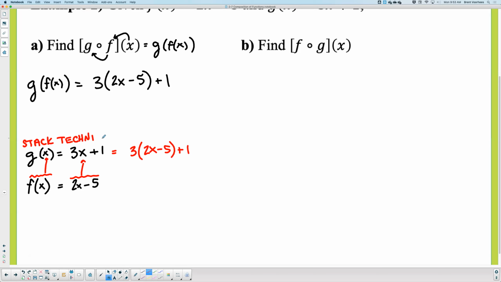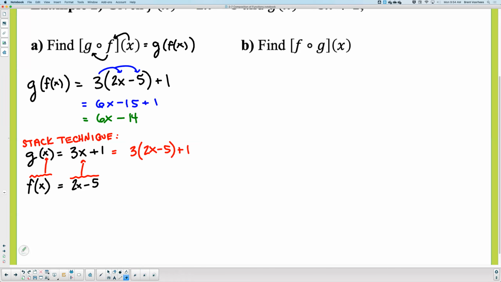Distribute. So what's 3 times 2x? 6x. What's 3 times negative 5? And then we add 1. Negative 15 plus 1 is negative 14. So 6x, negative 15 plus a positive 1. I agree with Jonathan. He said negative 15 plus 1 is negative 14.